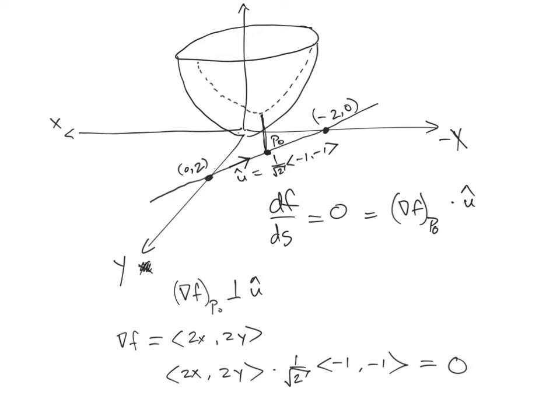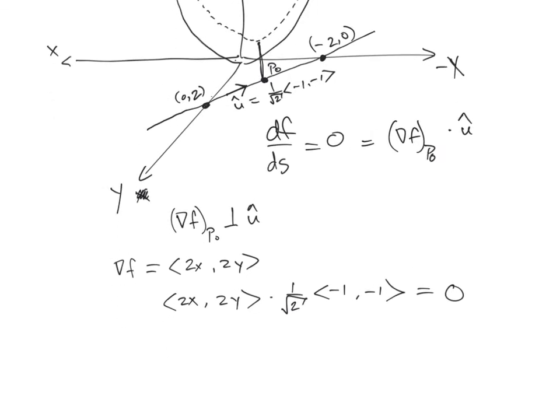The dot product between del f and u hat has to be equal to 0 because I reasoned back here that those two have to be perpendicular to each other at this point. So that means their dot product has to be equal to 0. That'll give me two equations, two unknowns. I solve for x and y. I get P0 is -1 and 1.